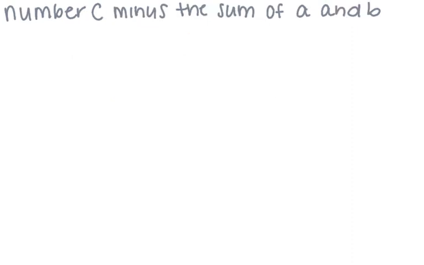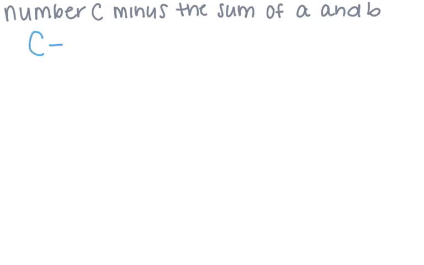So now, how would we write an expression that represents number c minus the sum of a and b? So we're no longer subtracting c from a and b. So c is going to come first.